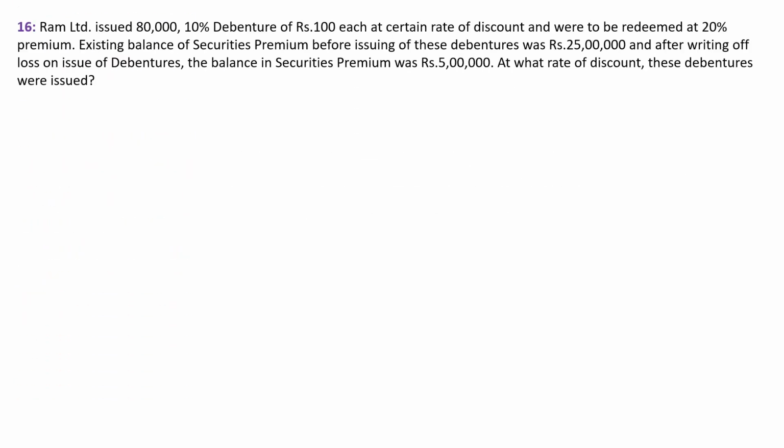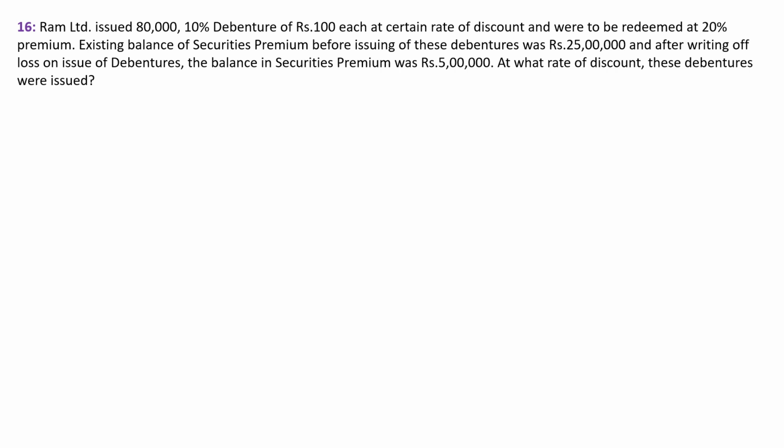Number 16, Ram Limited issued 80,000 10% debentures of rupees 100 each at a certain rate of discount and were to be redeemed at 20% premium. The existing balance of securities premium before issuing of this debenture was rupees 25 lakhs, and after writing off the loss on issue of debentures, the balance in securities premium was rupees 5 lakh. At what rate of discount were these debentures issued?